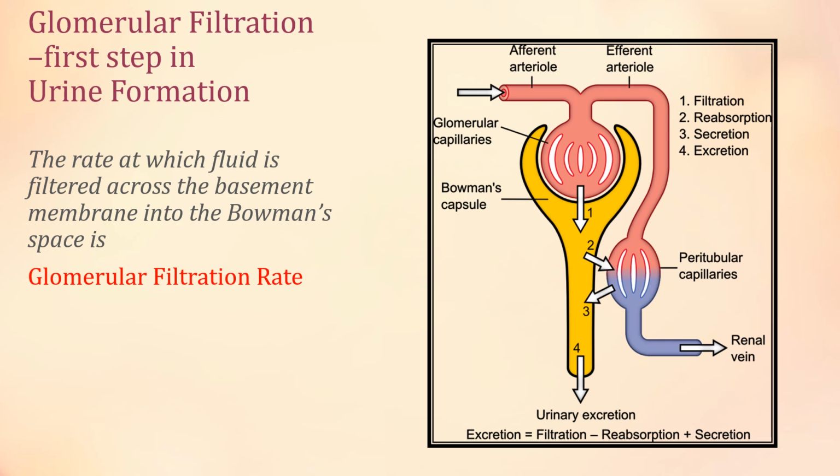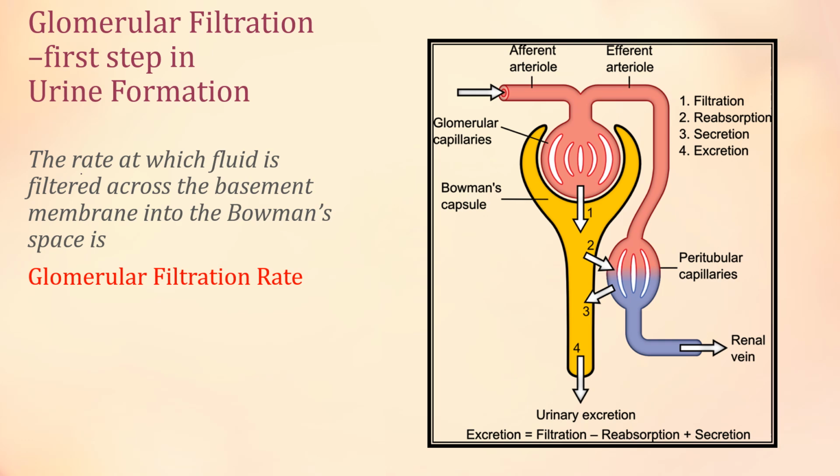Now, glomerular filtration is the first step in urine formation. The formation of urine, glomerular filtration is the first step. Which are the other two steps? The other two steps are, you can see this, tubular reabsorption and tubular secretion.